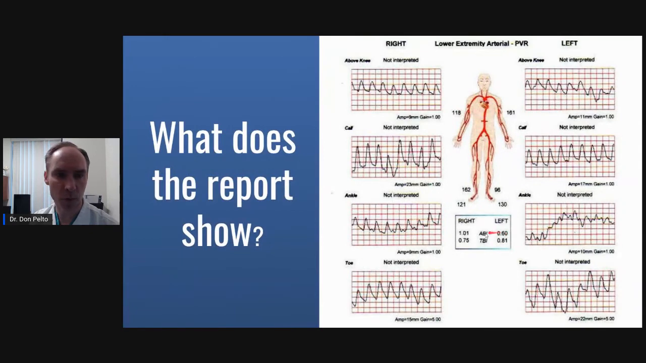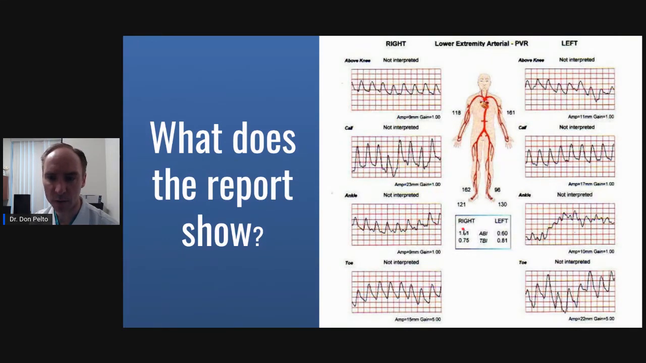So what does the report show? Well, the report shows these little waveforms. And what you're looking for is a dicrotic notch. Basically, it has this little notch as it's in here. And these are kind of abnormal ones. But you're going to see it go up and then a little notch right here and then it goes down. And these are normal waveforms.